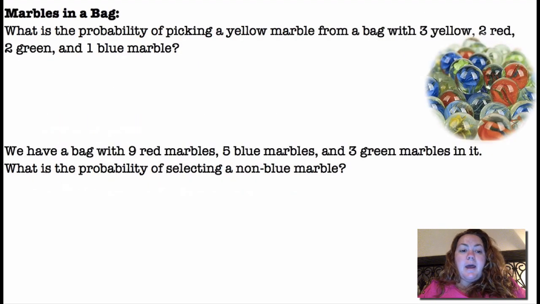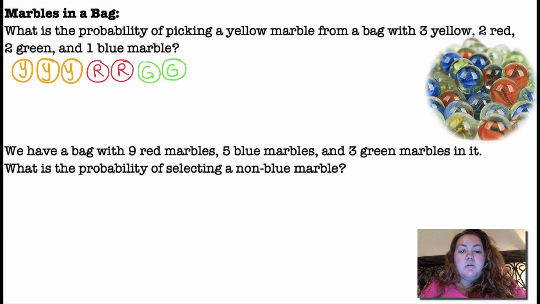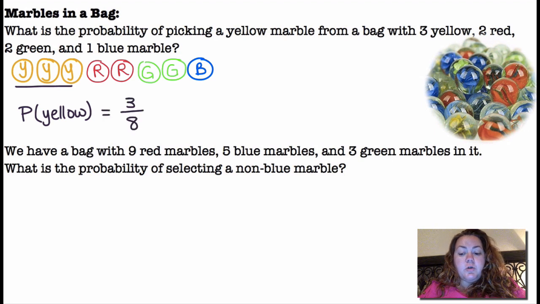All right, marbles in a bag. What is the probability of picking a yellow marble from a bag with 3 yellows, 2 red, 2 green, and 1 blue marble? I want to know the probability of picking a yellow. So the probability of yellow, that's the notation there. Well, I have 3 successes. So I have 3 yellows out of a total of 8 possible outcomes. 3 plus 2 plus 2 plus 1 gives me the 8. And I could leave it like that, 3/8. Or I can change it to a decimal or percentage, which is 37.5%.